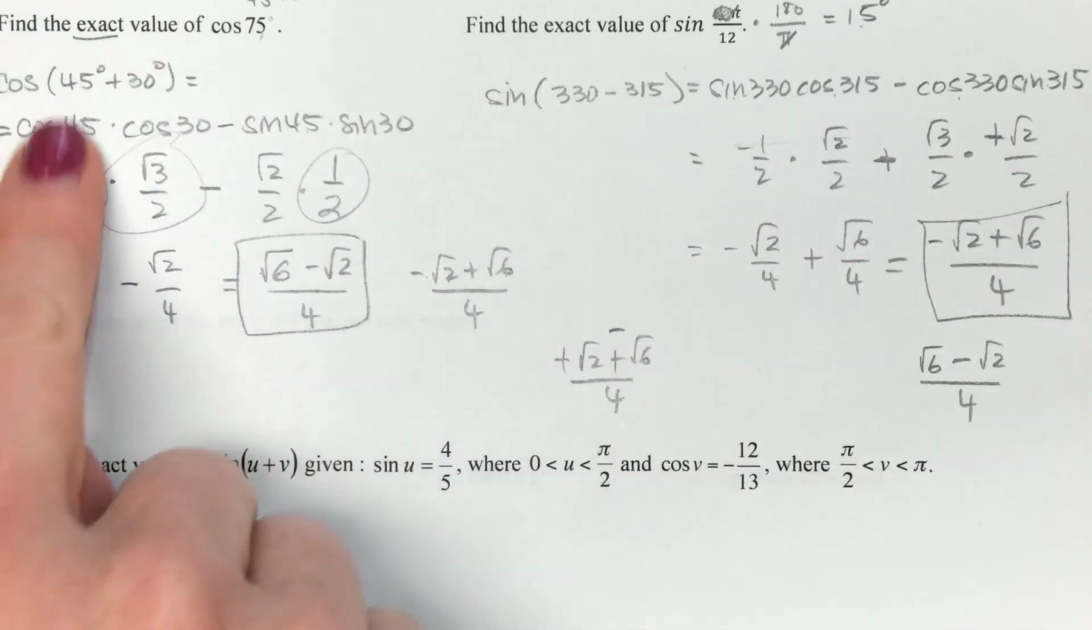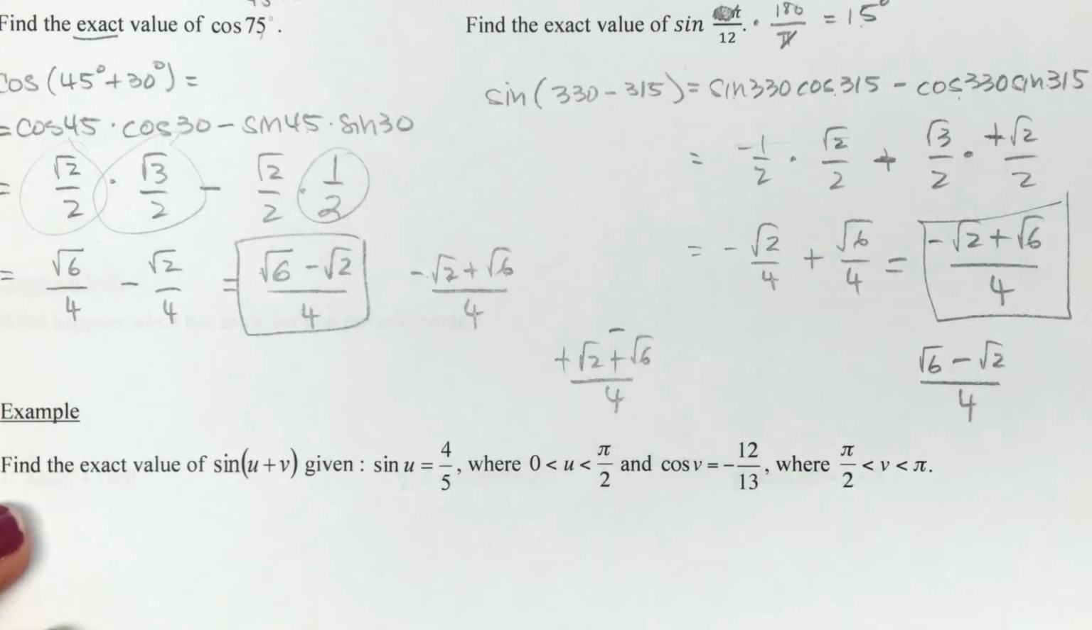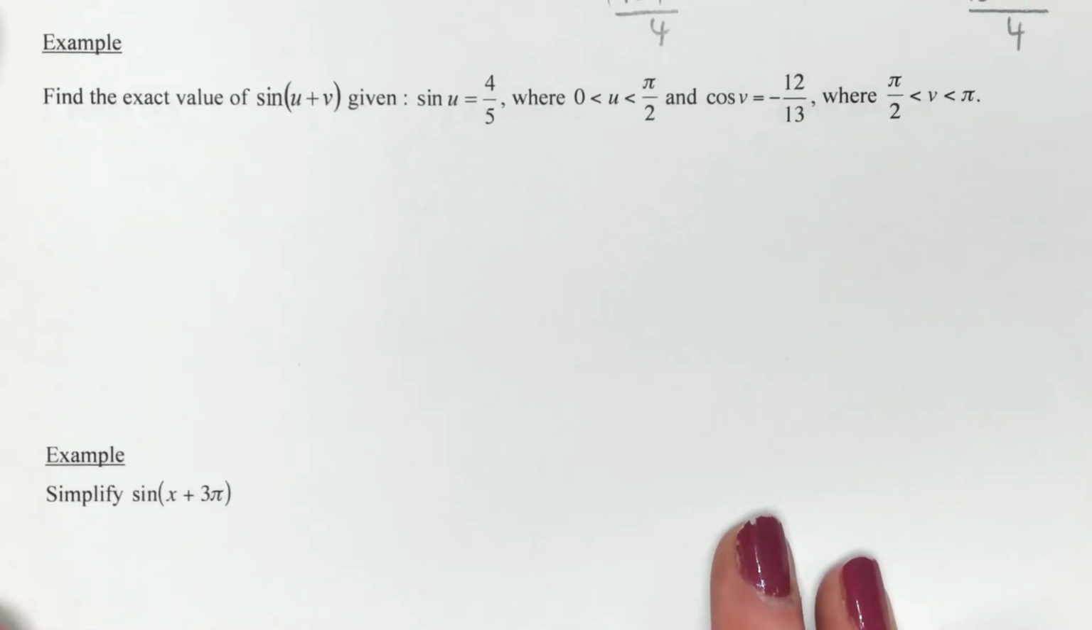So when we're pulling values right off our unit circle, we're using the same ones every time. We should be getting the same type of answers every time. So now, of course, let's do one that's not on the unit circle.